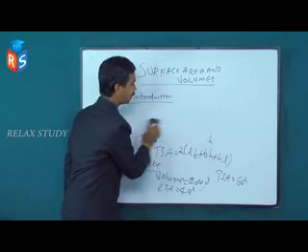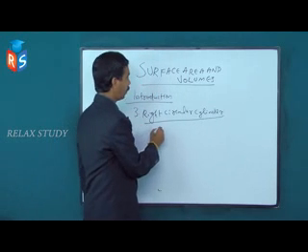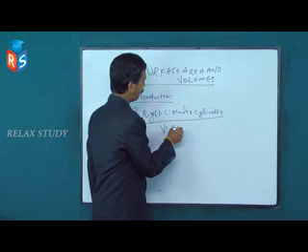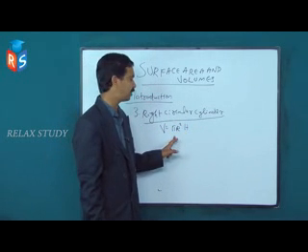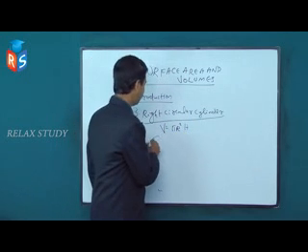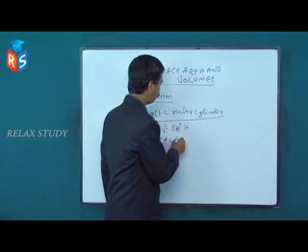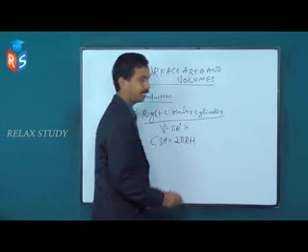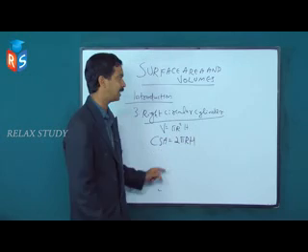Third one, right circular cylinder. Volume of right circular cylinder is pi r square h. That is area into height. Area is pi r square, height is h. So volume equals pi r square h. CSA, here it is curved surface area. CSA is 2 pi r h, perimeter and height. Perimeter of circle is 2 pi r. So CSA equals 2 pi r h.